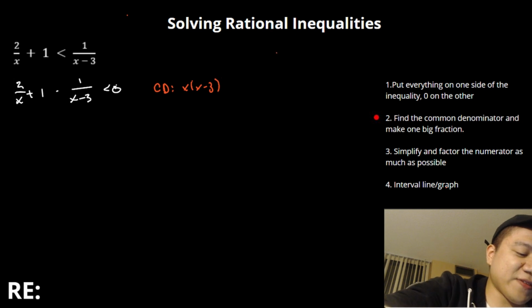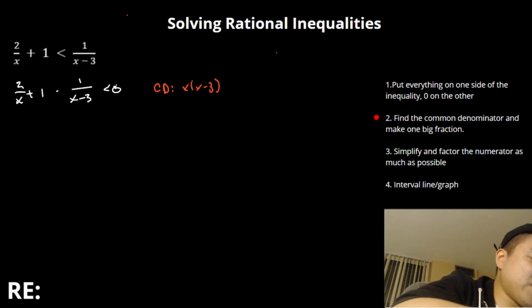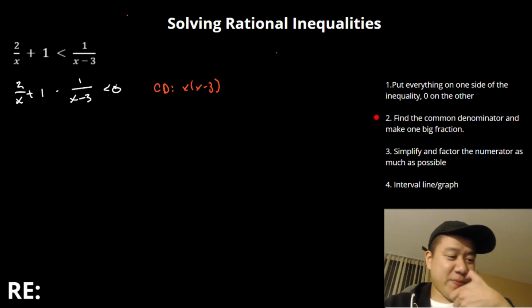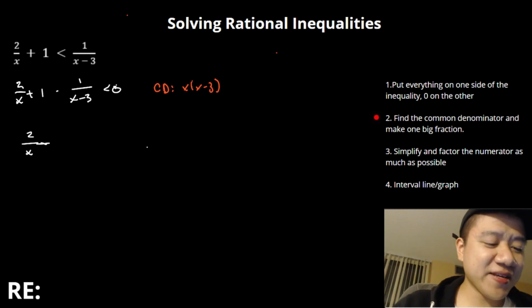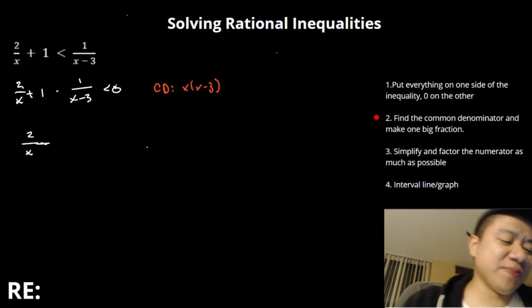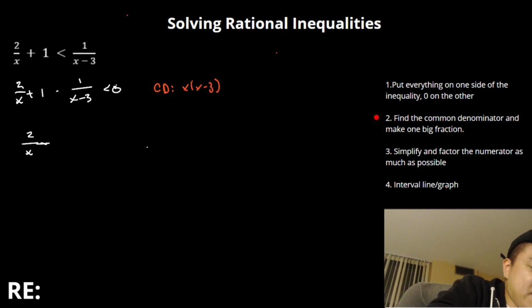Okay, I'm going to finish the bracket here. So we're going to write this thing a little bit different this time. We're going to write it in this way. So we have 2 over x. Since this term already has an x, we just need to multiply both the top and bottom by x minus 3.